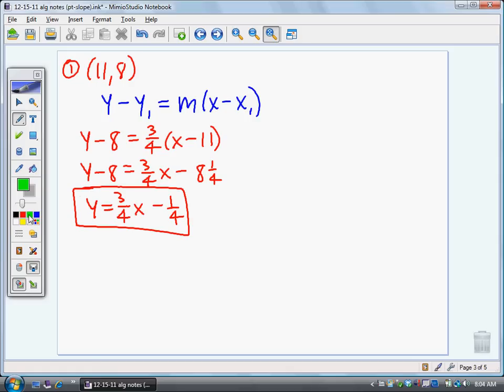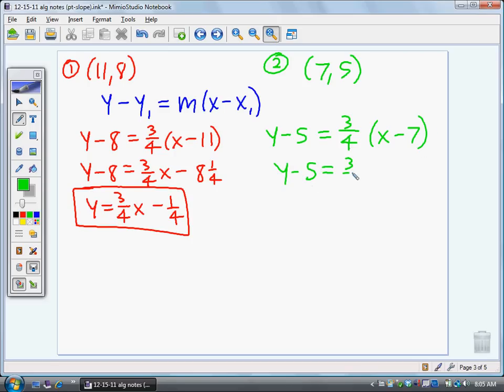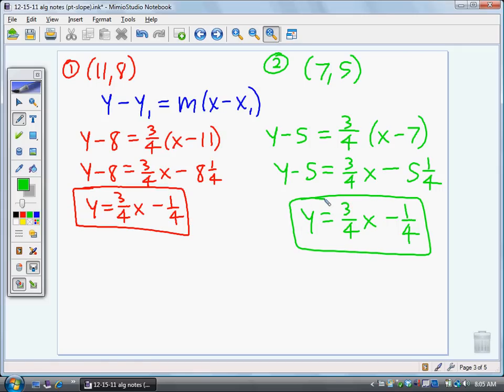If I go and use the point (7, 5), I still use the point-slope form, which is here in blue. And this time when I plug in, I'm going to get y minus 5 equals 3/4 multiplied by x minus 7. And you just do the math again. Solve the equation, 3/4 x minus 21/4, which is 5 1/4. Then I have to add 5 to each side, and I get 3/4 x minus 1/4. Same thing.